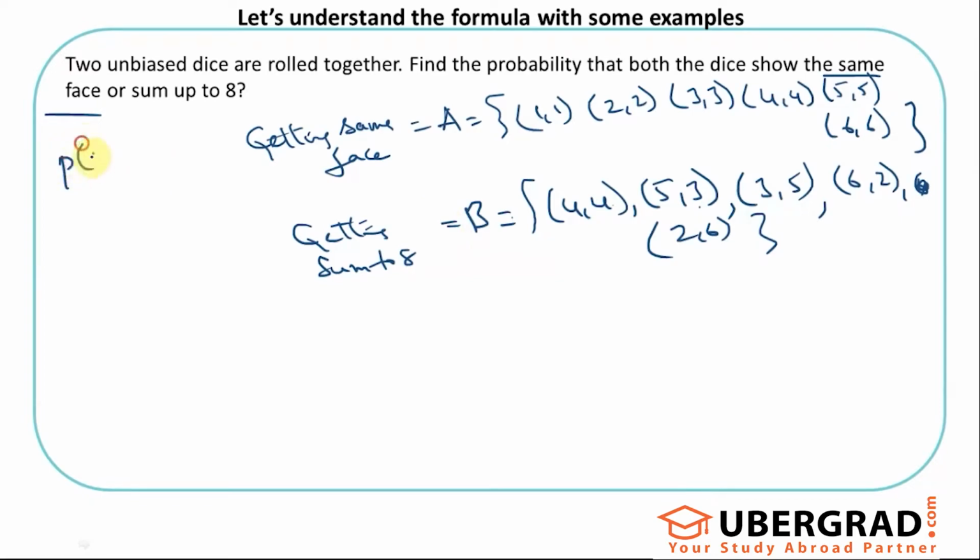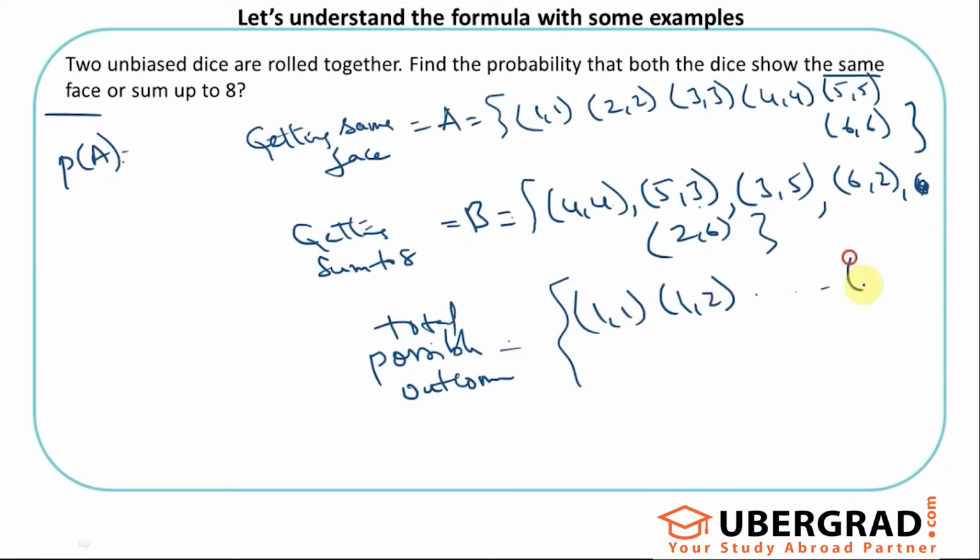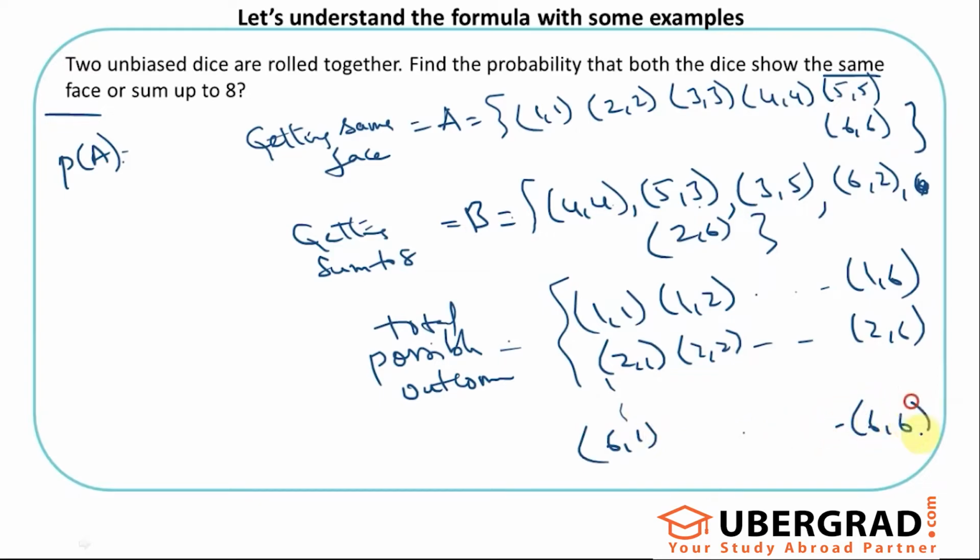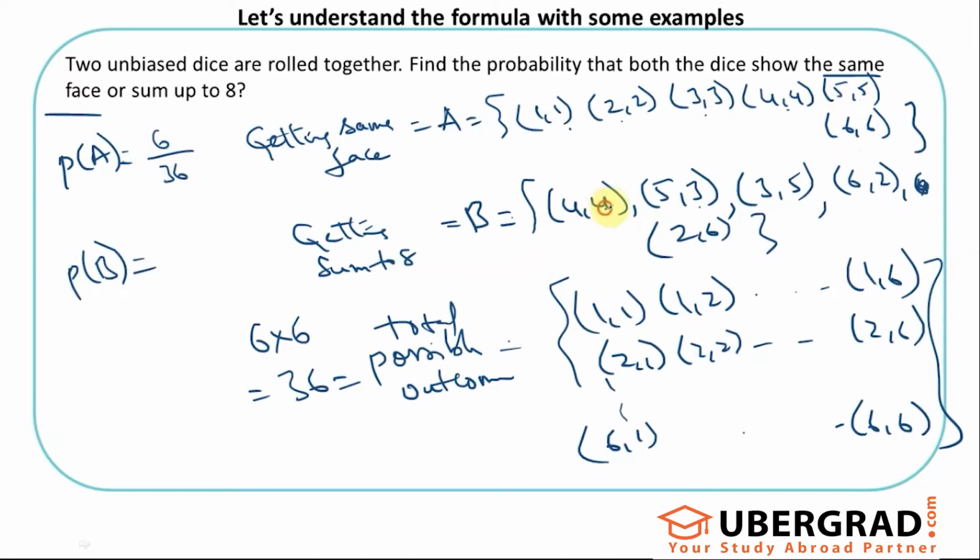So what is the probability of A? What are the total possible outcomes? If I roll 2 dice, this is like 1 1, 1 2, up to 1 6, 2 1, 2 2, and so on up to 2 6, and 6 1, and so on up to 6 6. So totally I have 36 possibilities, right? 6 in the first die and 6 in the second die. I can see 36 different pairs as the possible outcomes. So what is probability A? 1, 2, 3, 4, 5 and 6, so 6 by 36. Probability of B is 1, 2, 3, 4 and 5, so 5 by 36.